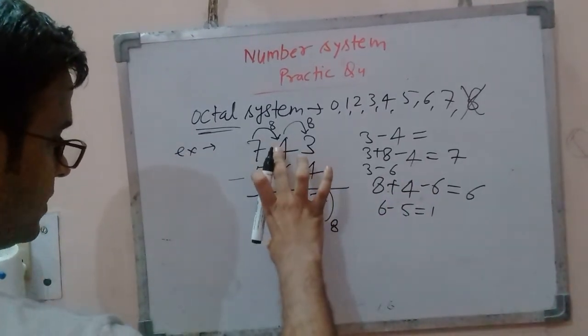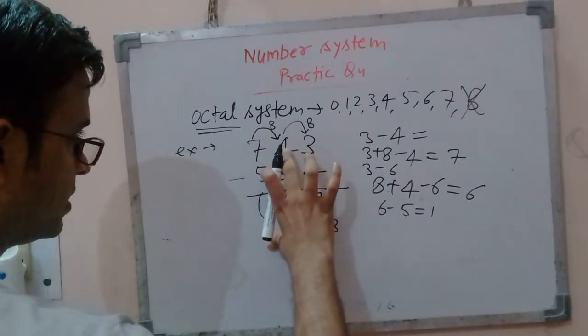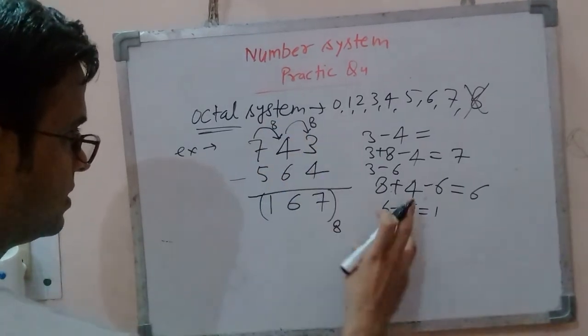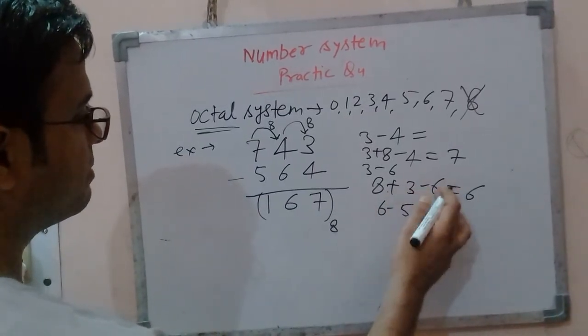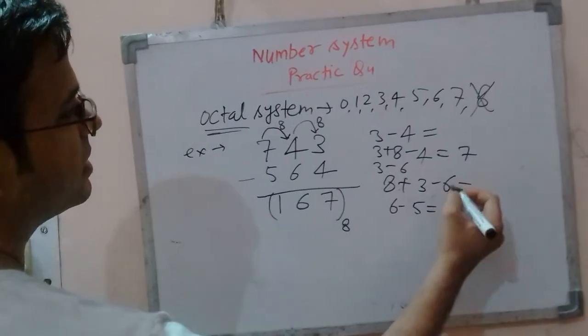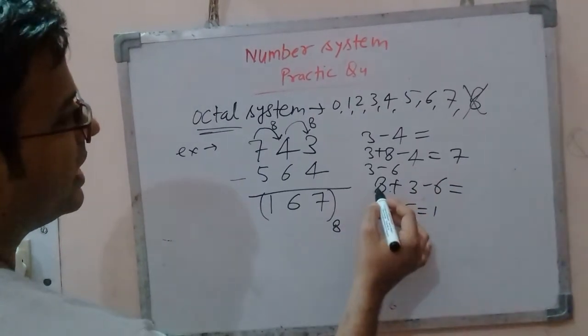See here, when you take one borrow from here, this number will become 3. So that means you write 8 plus 3. This is not 4, this is 3. 8 plus 3 is 11 minus 6. There is a small correction here. Please look once again. 8 plus 3, right?